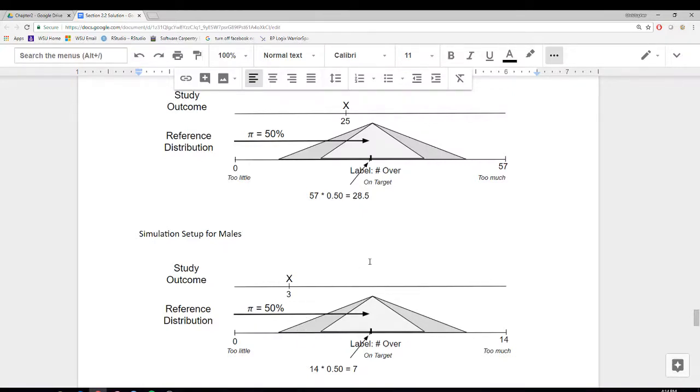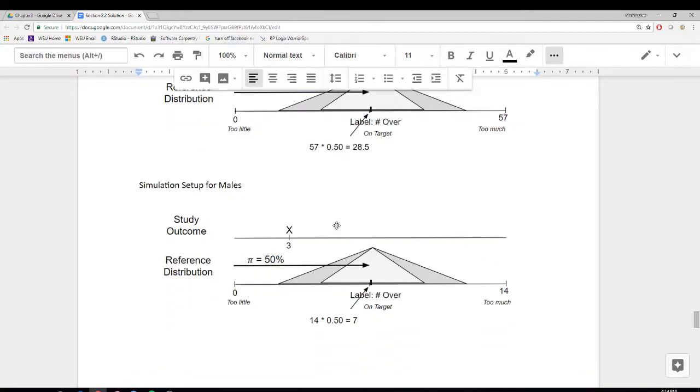Now, if we just look at these two situations, the expected value for females is 28.5. There were 57 females, and under a situation of being on target for their intake of vitamin A, it's going to be a 50-50 scenario. That's where that 28.5 is coming from. 25 is pretty close to that 28.5. I don't anticipate 25 being an outlier for the females. So if I had to guess, I'm going to say that females were taking in an appropriate amount of vitamin A, or at least there's no evidence to suggest that they're not.